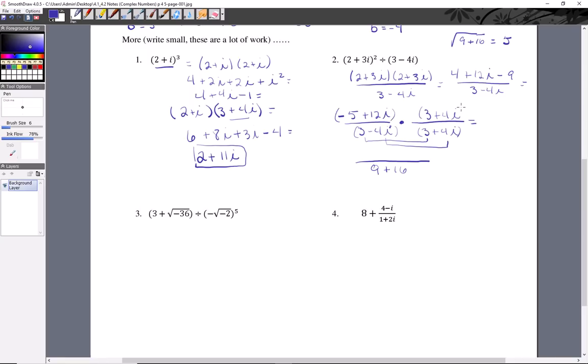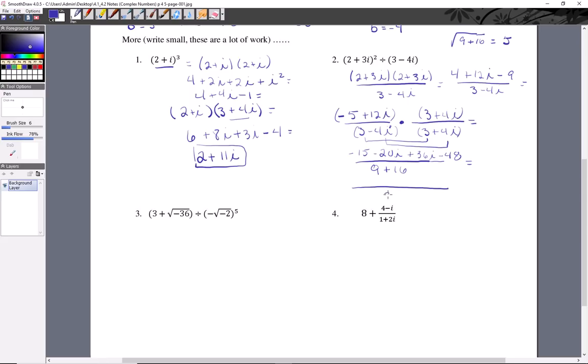All right, now we can FOIL this to this. And that's going to be a lot more complicated because it won't have the middle term go to 0 like it did when we were doing the denominator. So negative 5 times 3 is negative 15. That will be a minus 20i. And then 12 times 3 is plus 36i. And then 12i times 4i is a plus 48i squared, but that's going to be a minus 48. All right? So let's put this all together.